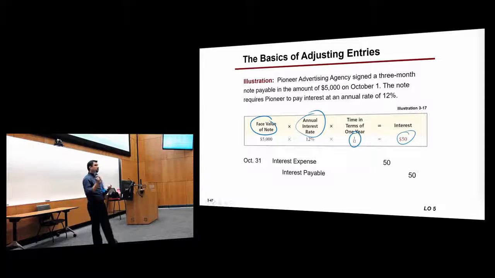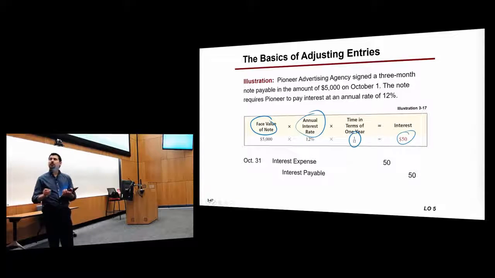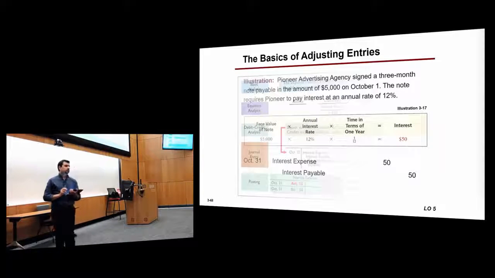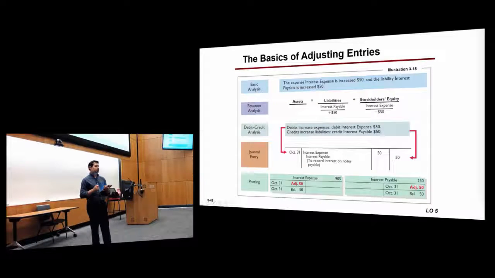The principal is the $5,000. This is the original amount of the loan. They separate the original amount of the loan from the interest amount, and those are different. So to adjust for accrued interest expense, we debit interest expense, we credit interest payable. Any questions? Later on, when the company pays the cash, they will debit interest payable and credit cash. Right?